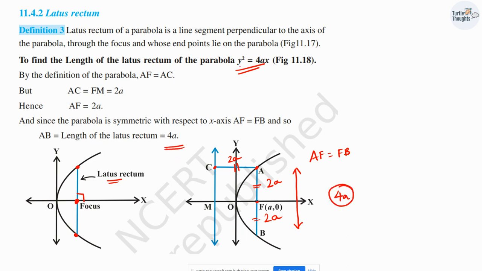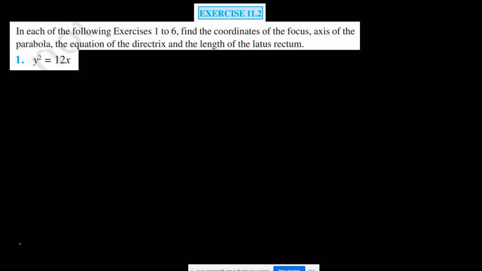For a parabola y squared is equal to 4ax, the length of the latus rectum is going to be 4a. Is it clear? Next, we will start solving the exercise.